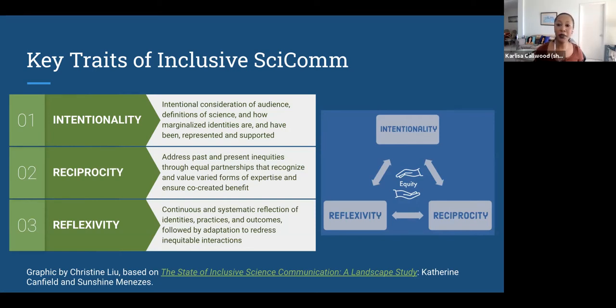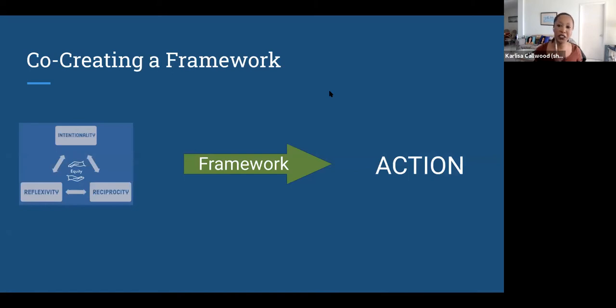This served as our jumping off point to consider, if these are the key traits of inclusive SciComm, how do we as science communicators and SciComm trainers know if we're hitting on these key aspects in our practice, and is there a tool that can help us assess this and motivate action that facilitates more diversity, equity, and inclusion in our work? So we set out to develop a framework to help us operationalize these key traits based on our spheres of influence and the interactions between these two dimensions. And we'll get more into the specific details of this a bit later.